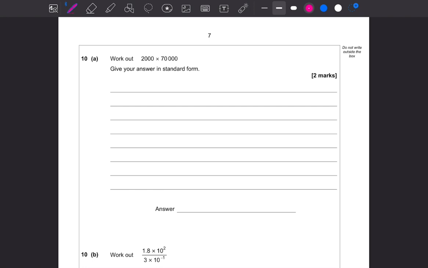Work out 2,000 times 70,000, give that in standard form. Well, this is 2 times 10 to the 3 times 7 times 10 to the 4. So we've got 14 times 10 to the 7, which is 1.4 times 10 to the 8.